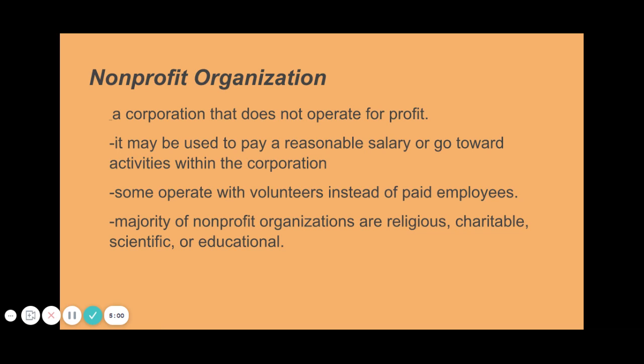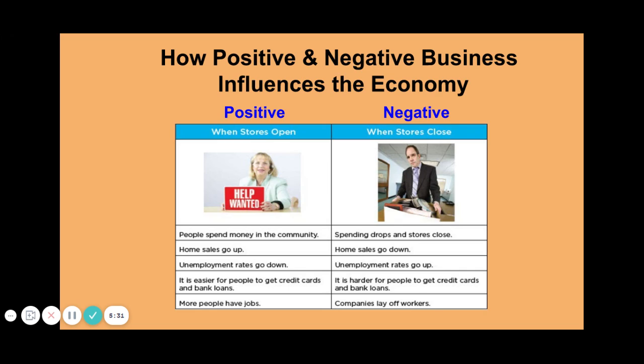A nonprofit organization is going to be like a corporation that does not operate for profit. So it's going to be like a charity. Okay. It may be used to pay a reasonable salary or go towards activities within the corporation, but they are going to donate most of their money. They're going to use a lot of volunteers instead of paid employees at times. Majority of these are going to be religious, charitable, scientific, or educational purposes. So Licking Heights Local Schools is a nonprofit organization. They don't make a profit. All of the money goes back into the education of students.